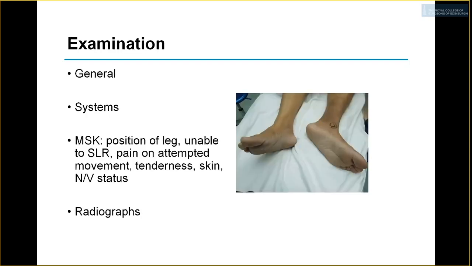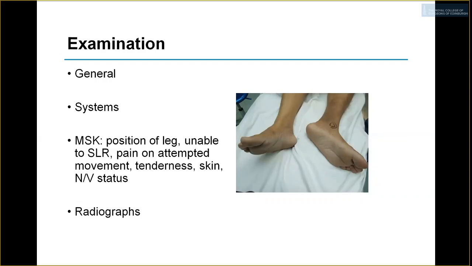You'd also carry out a systematic review. When you come to examine them, you do exactly the same thing. You will examine them top to bottom, but let's focus on the musculoskeletal findings here and see what we're going to find. You will often find that the leg is shortened a little bit and externally rotated. The patient is unable to straight leg raise. There is pain on attempted movement. There is tenderness on palpation of bony landmarks around the hip.